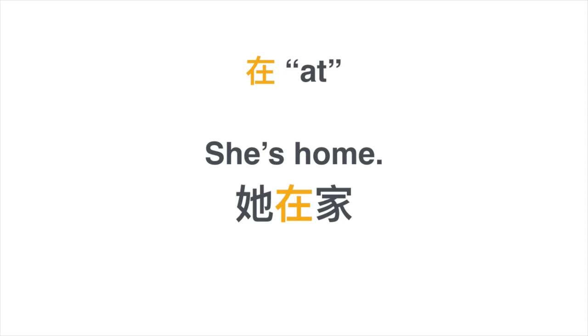the word 在 in Chinese. 她在家. We cannot simply say 她家, otherwise it would be her home, right? 她家 would mean her home. 她在家 would mean she's at home. She's home.